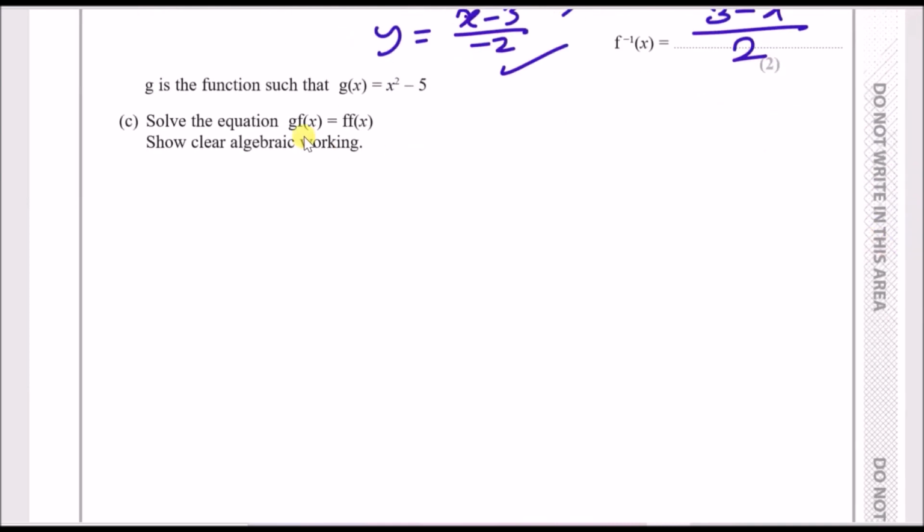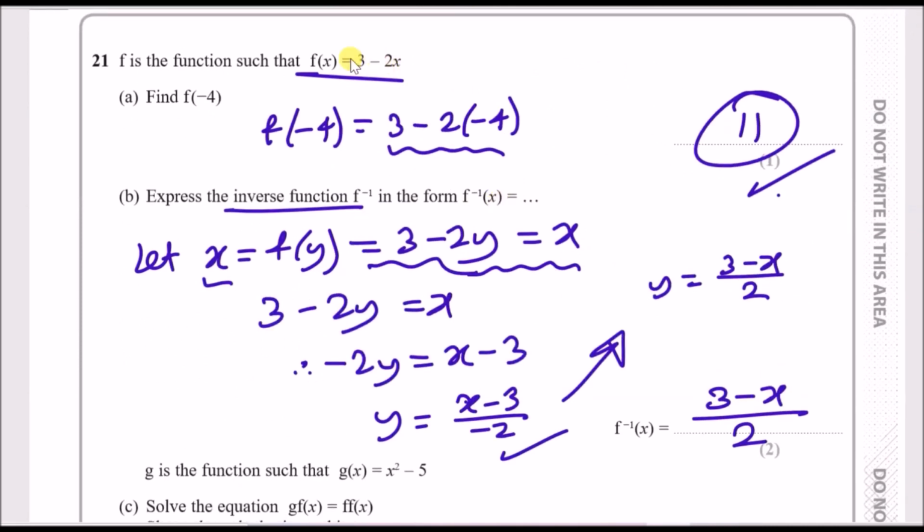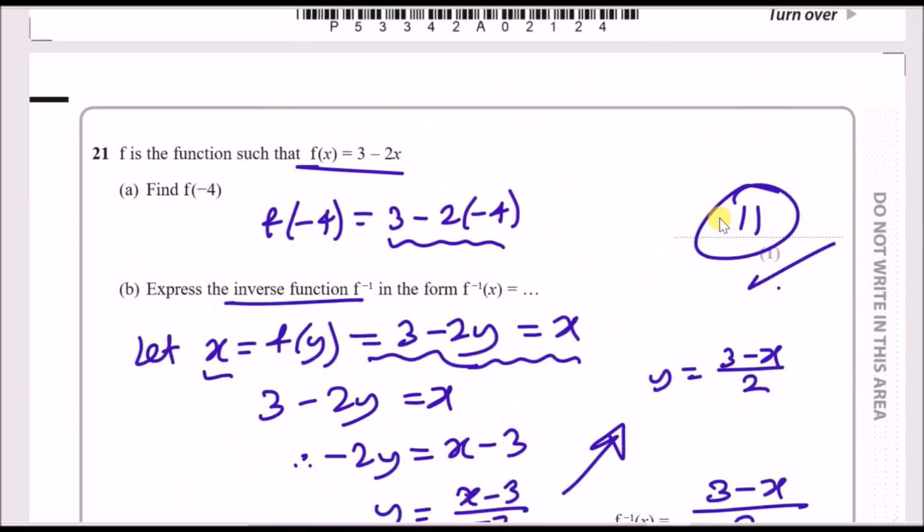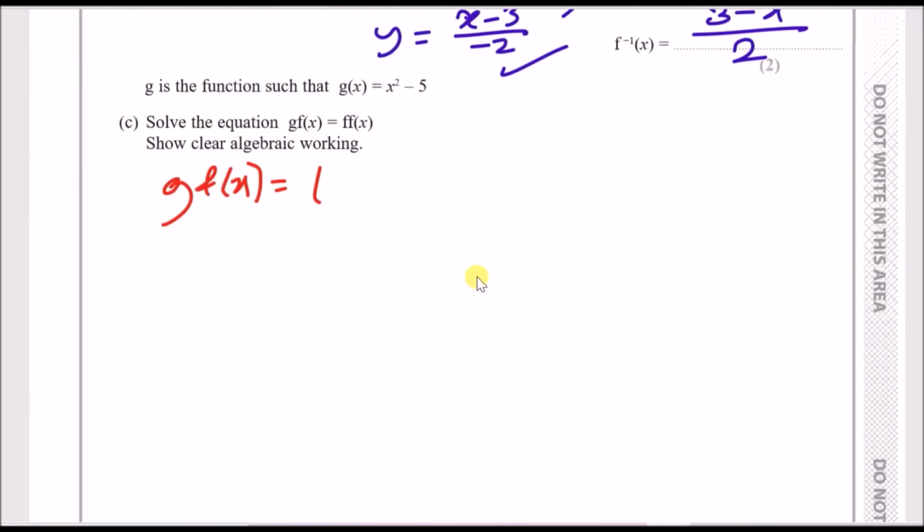All right, what does this mean? So gf(x) means that f has gone inside g. In other words, in this function, x squared, this x is being replaced with this entire f function. So we say, all right, that's your f, that's your g. So gf(x) is basically, instead of x squared, it's going to be the f function, 3 minus 2x.